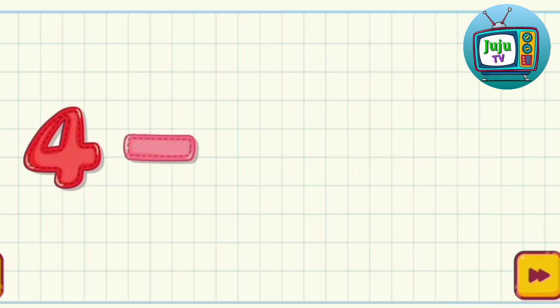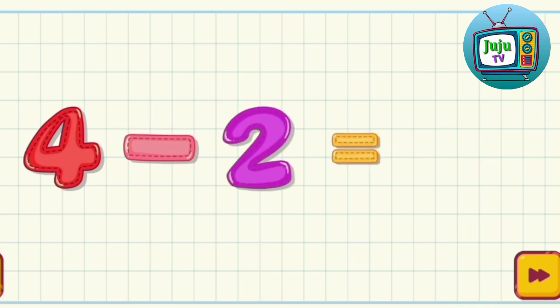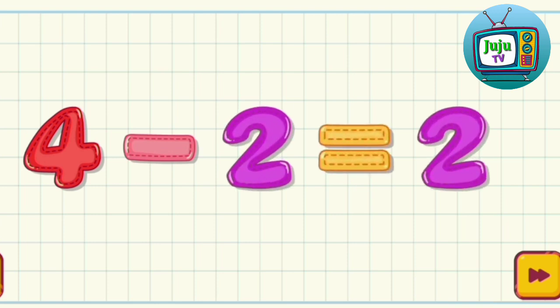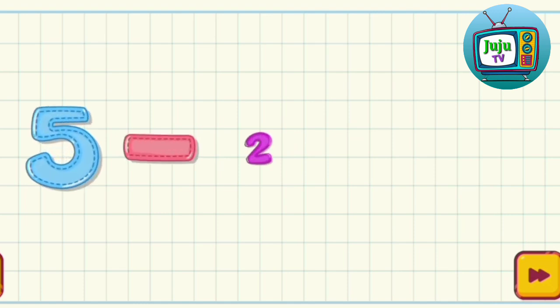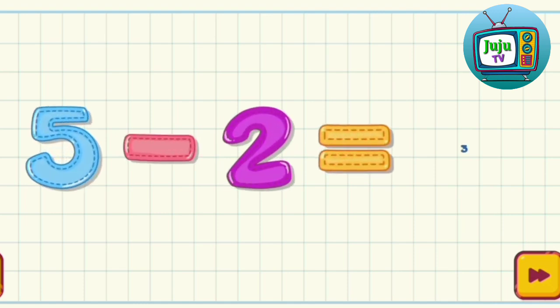4 minus 2 is equal to 2. 5 minus 2 is equal to 3.